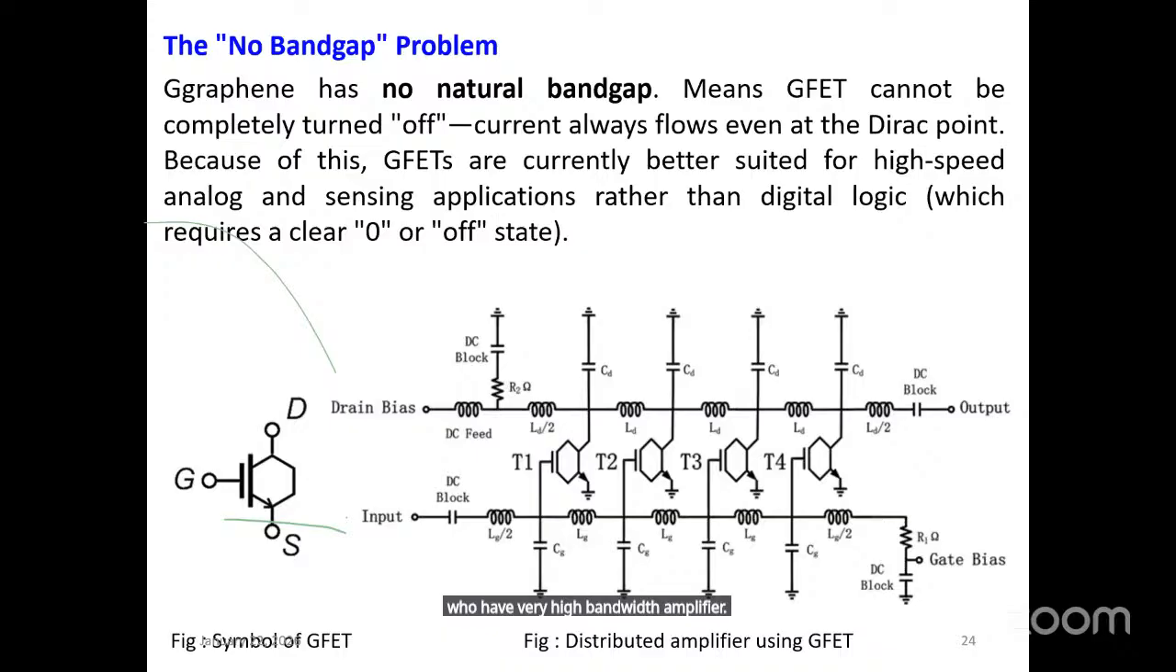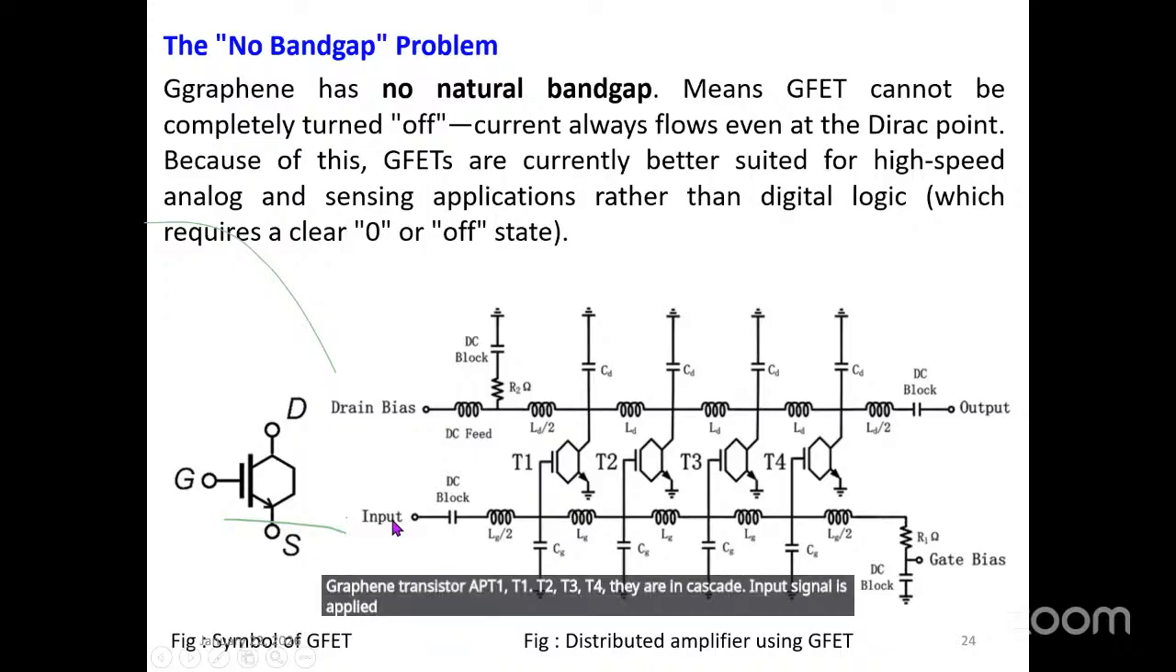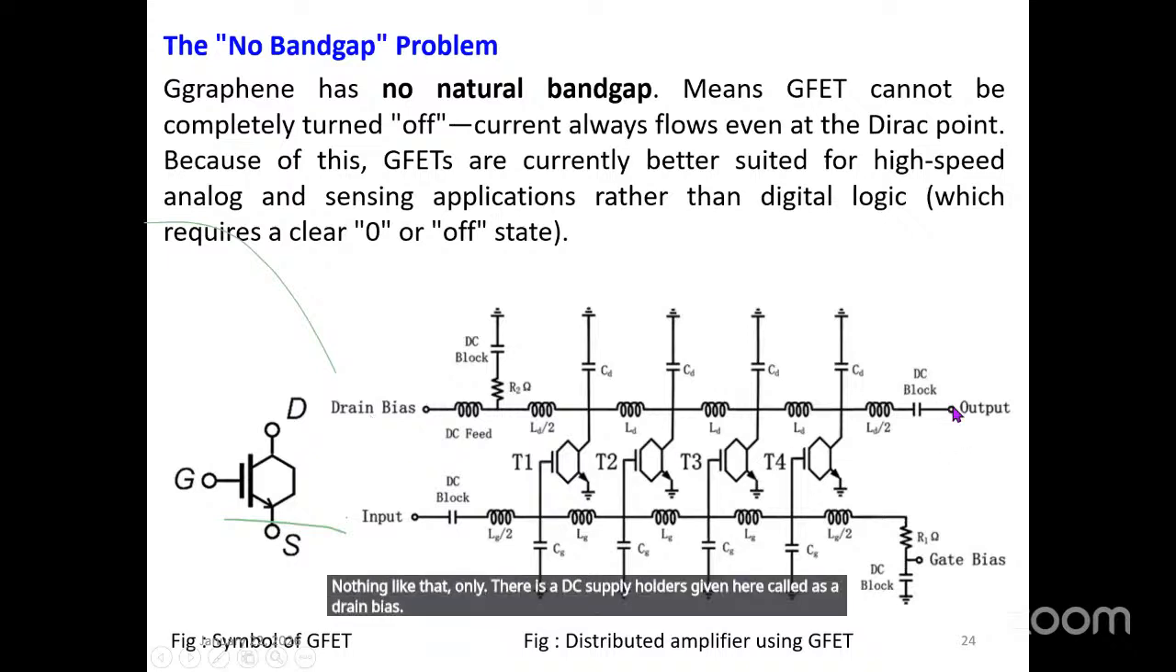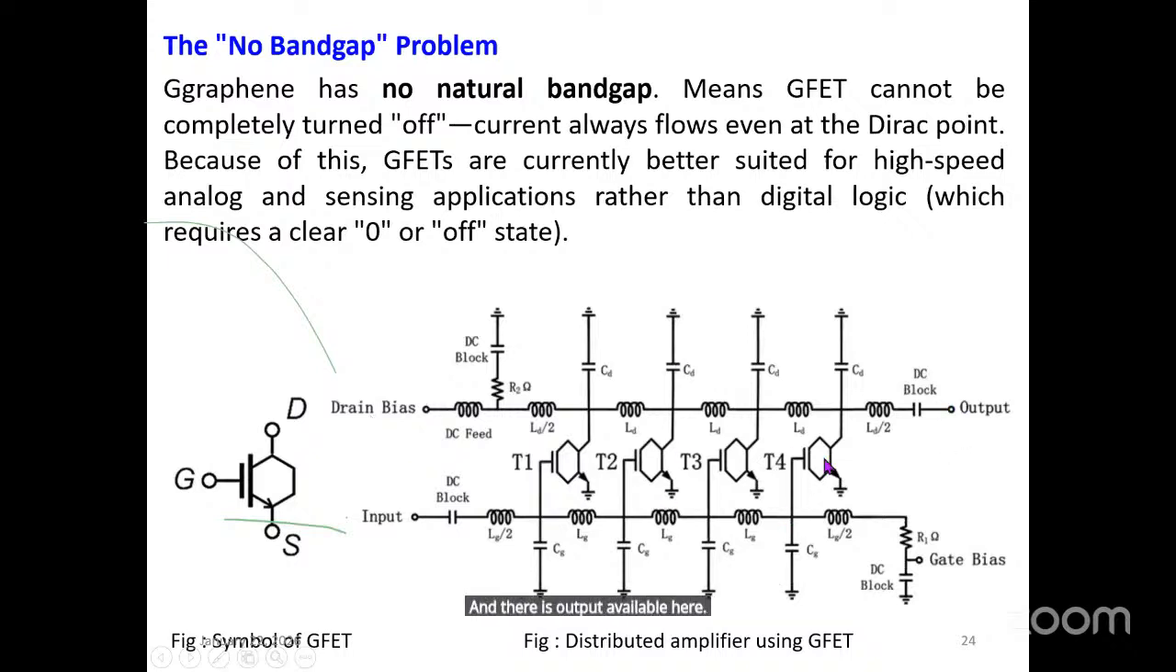To have high bandwidth, distributed amplifier is the key circuit or the idea. Therefore, this is a graphene device, one graphene transistor FET, T1, T2, T3, T4, in cascade. Input signal is applied just like a common source amplifier. There is a DC supply voltage given here called a drain bias, and output is available here. It is just a typical circuit diagram. I am showing it here to make you aware of the utility or uses of graphene FET.